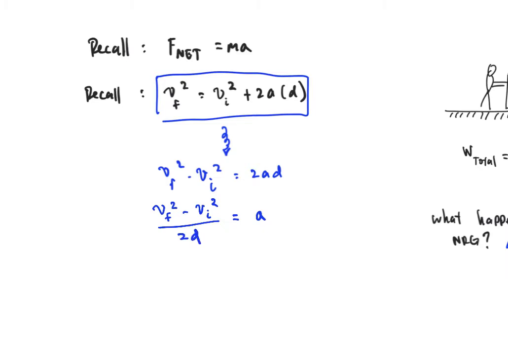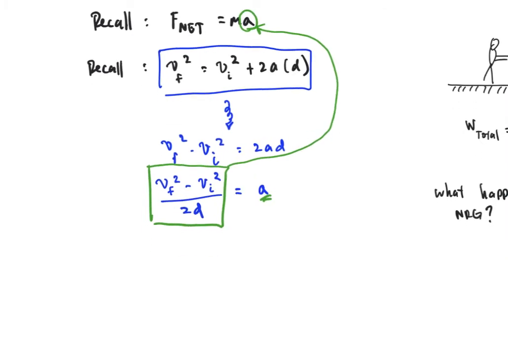And now I'm going to take this expression, which is another name for a in the kinematic equations, and plug it in for a up here. Going back to Newton's second law, F net equals m times a, where a is v final squared minus v initial squared divided by 2 times d.